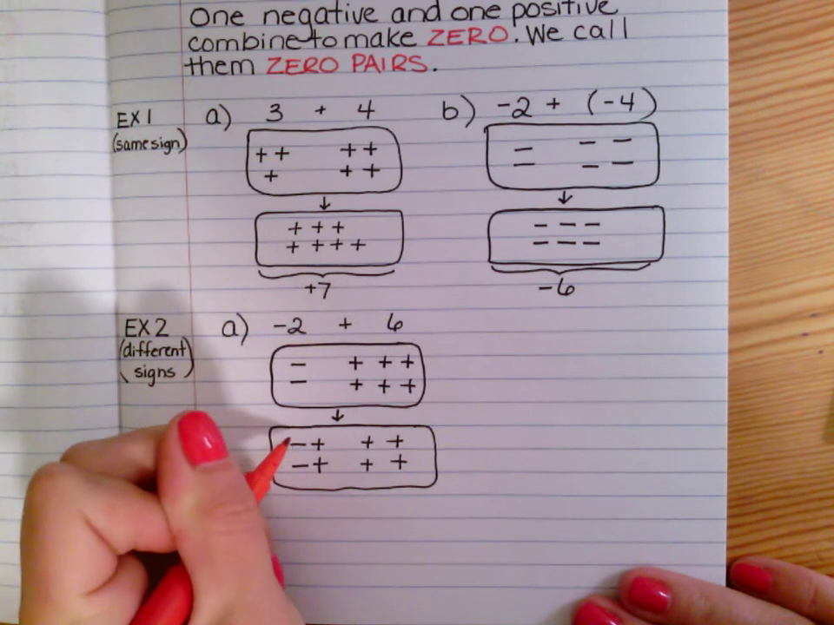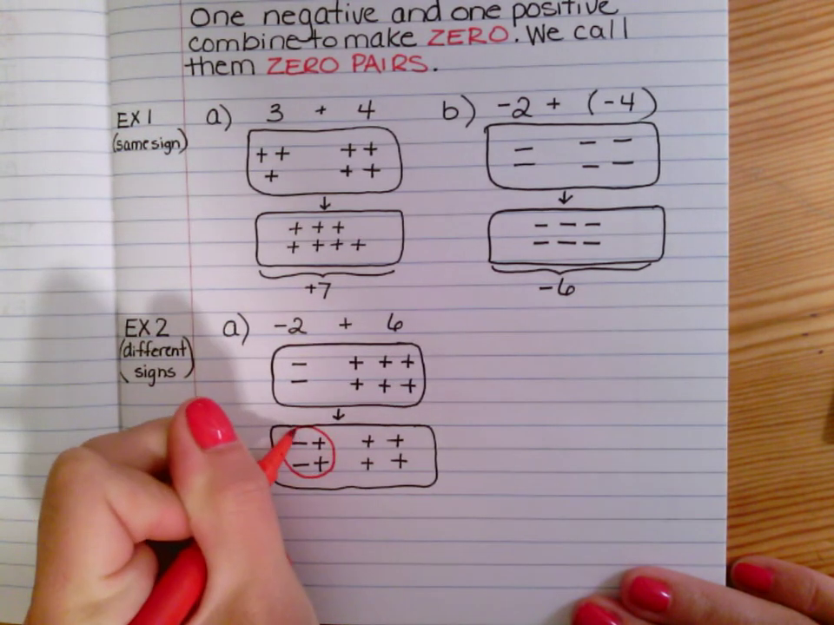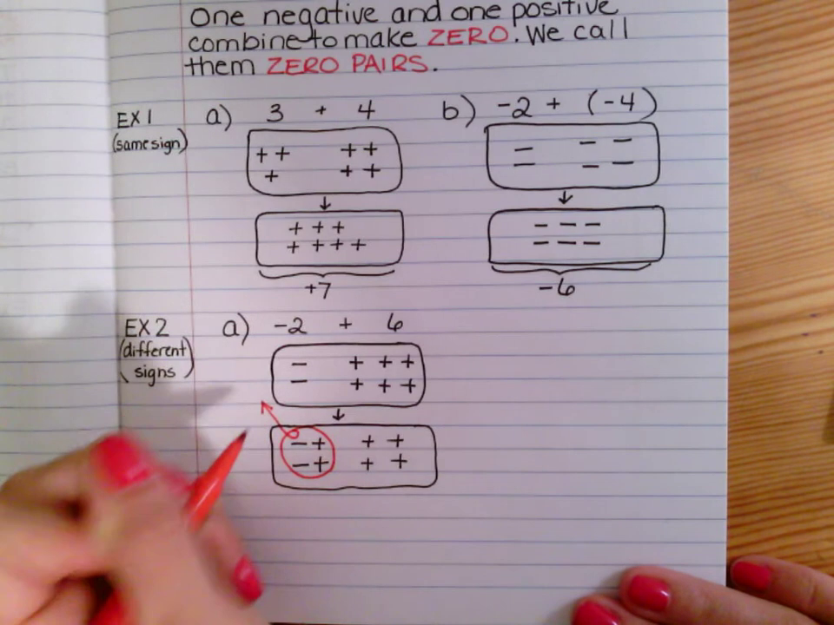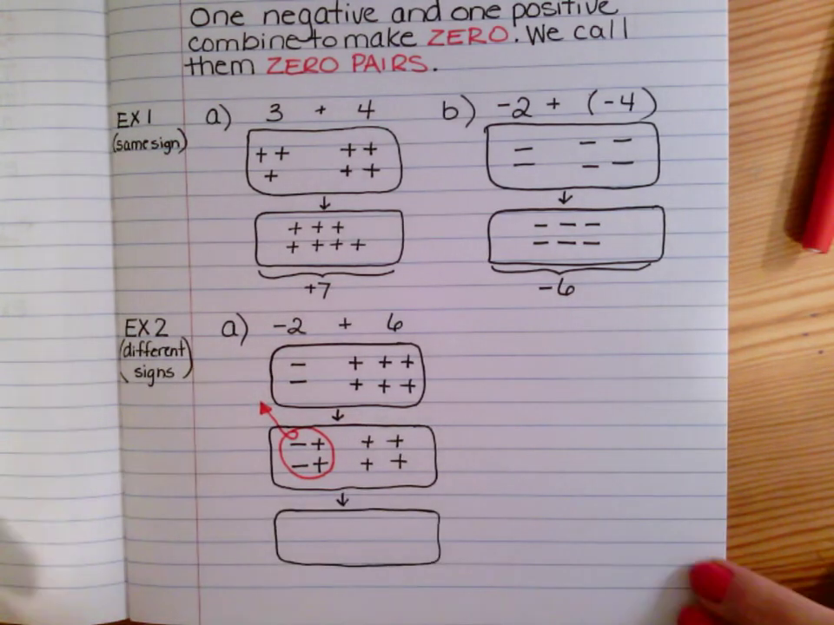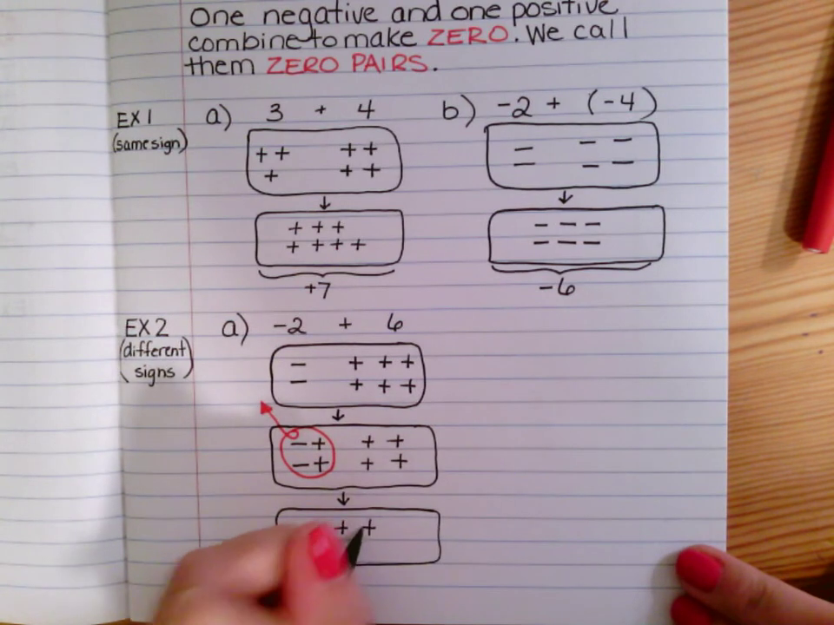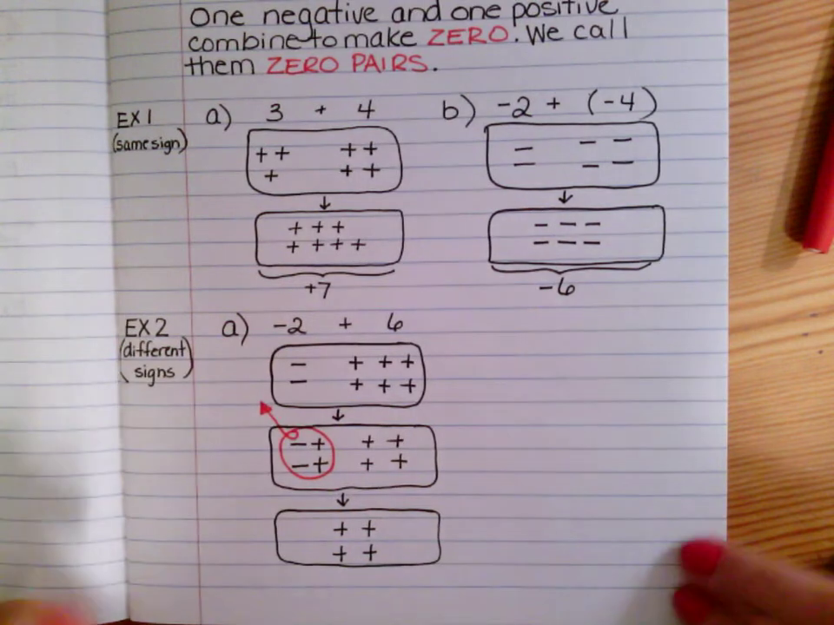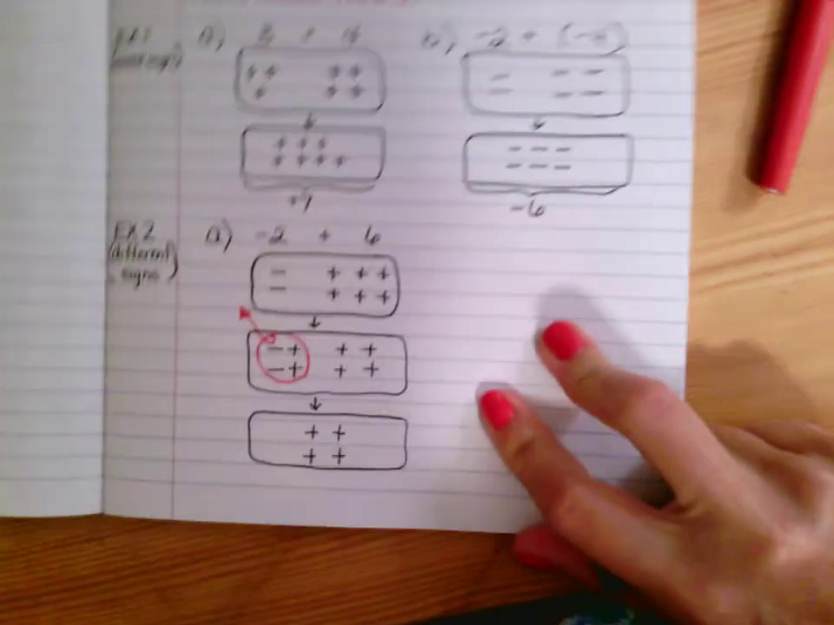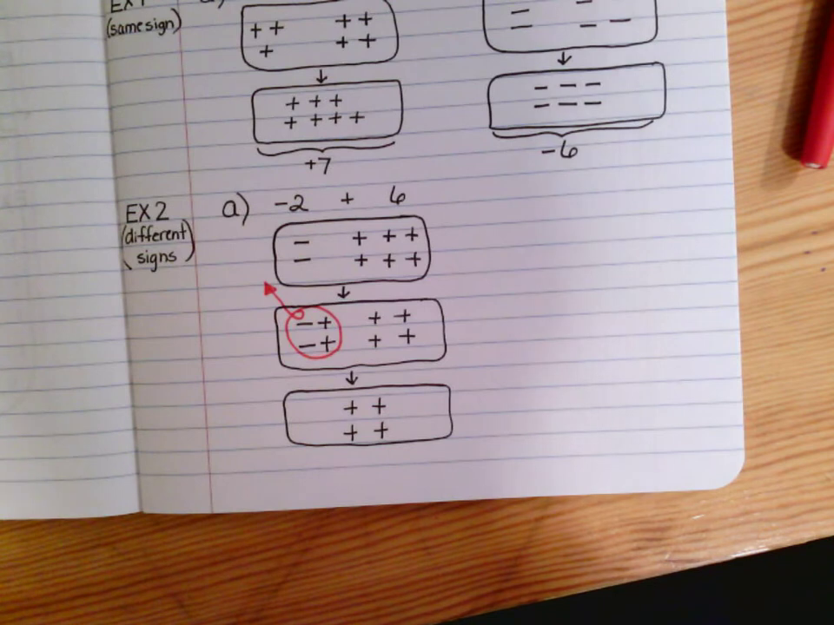So we'll draw that now. We can take this away and get rid of that. And now what we have left when this gets taken away is just those 4 positives. And so that means a -2 and a +6 simplifies to +4.